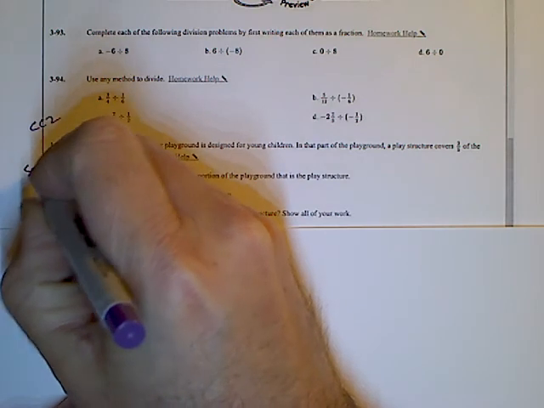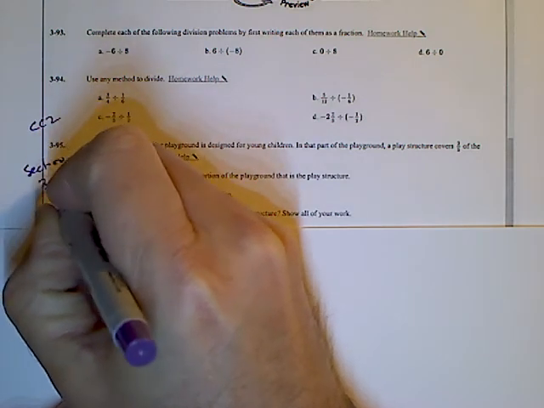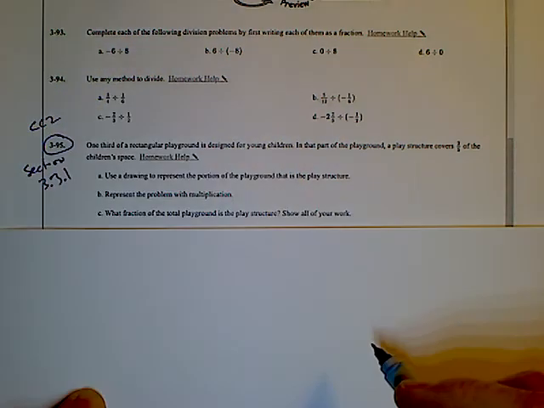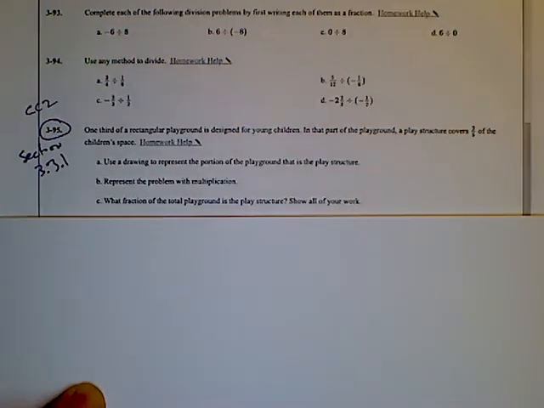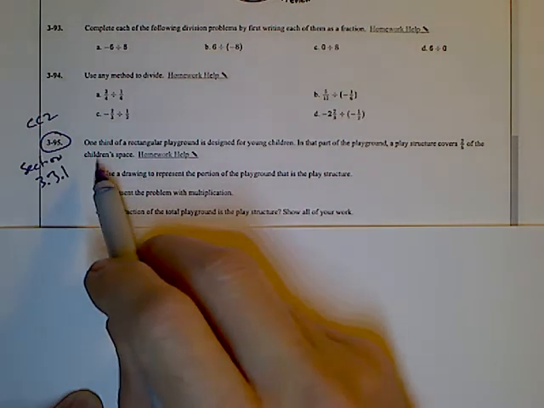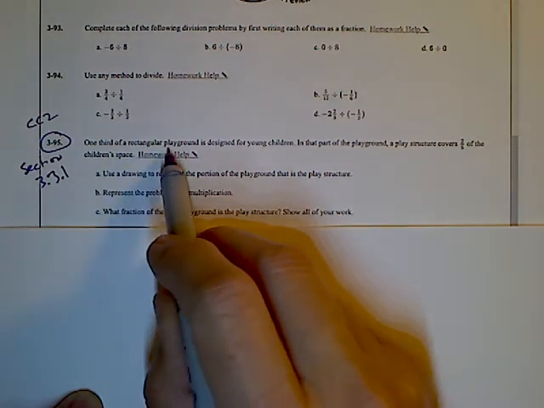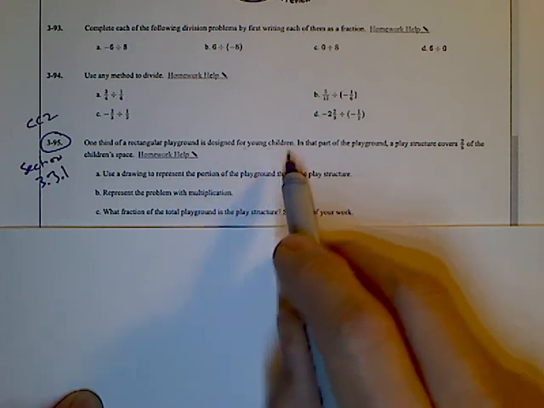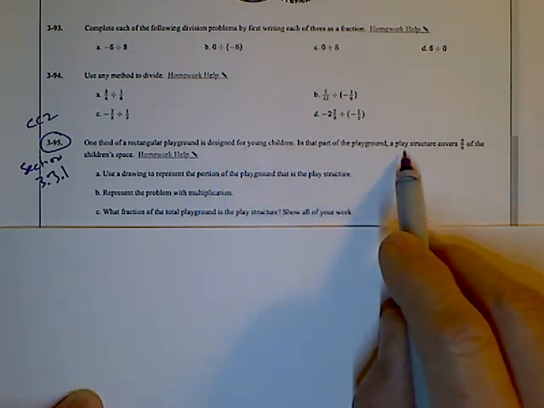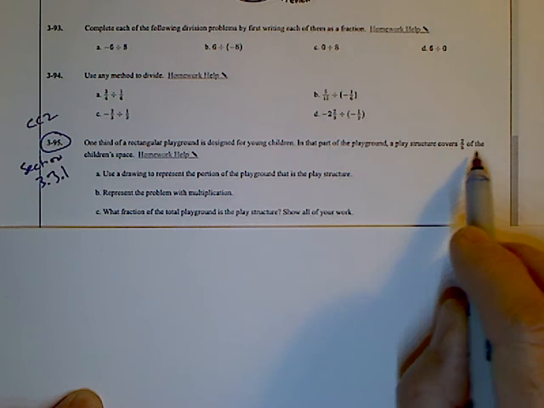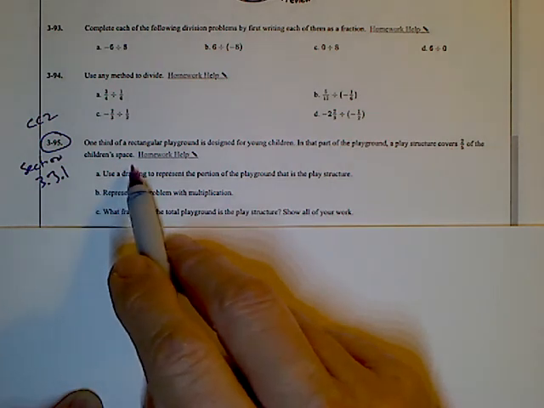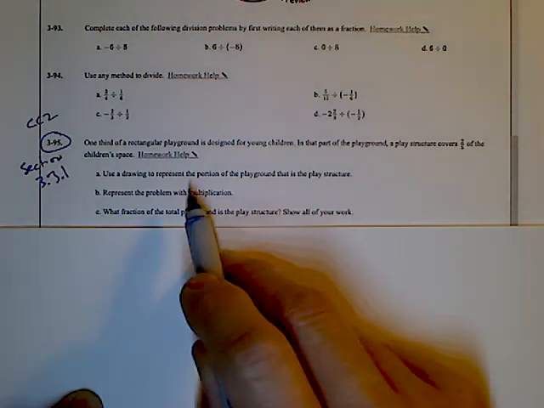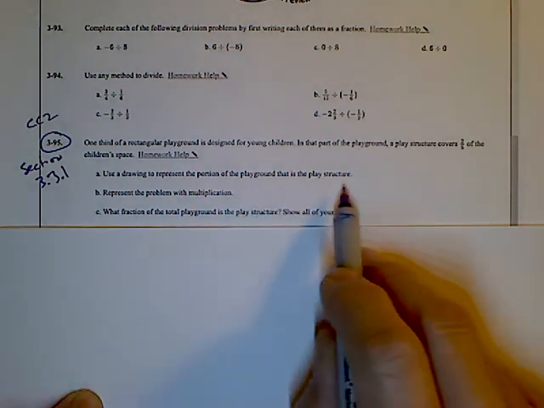This is section 3.3.1 and number 3-95. Okay, so we have a scenario. It says 1/3 of a rectangular playground is designed for young children. In that part of the playground, a play structure covers 2/5 of the children's space. A, use a diagram to represent the portion of the playground that is the play structure.